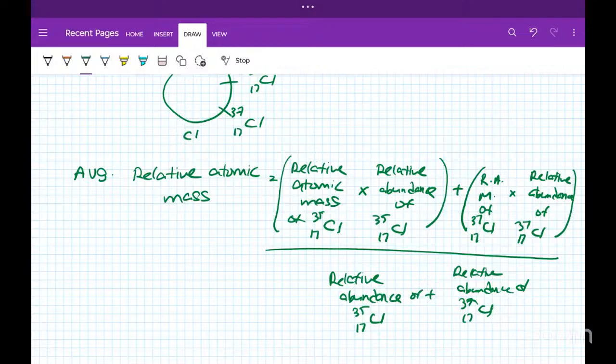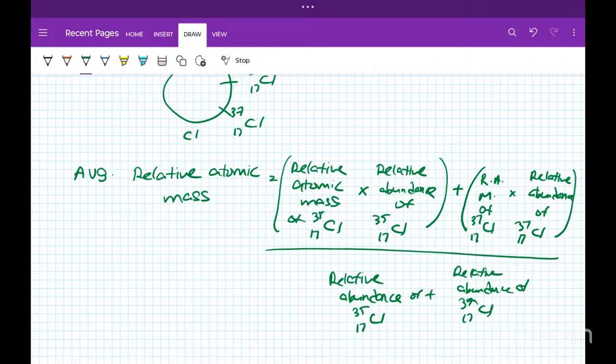Cl-35 is around 75%, Cl-37 is around 25%, right? Approximation. So they cannot be neglected. That's why we take Cl as 35.5 as the relative atomic mass. Actually, that is not a relative atomic mass. That is an average relative atomic mass, right? In some books, this is called the mean relative atomic mass as well. So both are the same in terms of the calculations, right? So you have to take it as either a mean or an average, right?